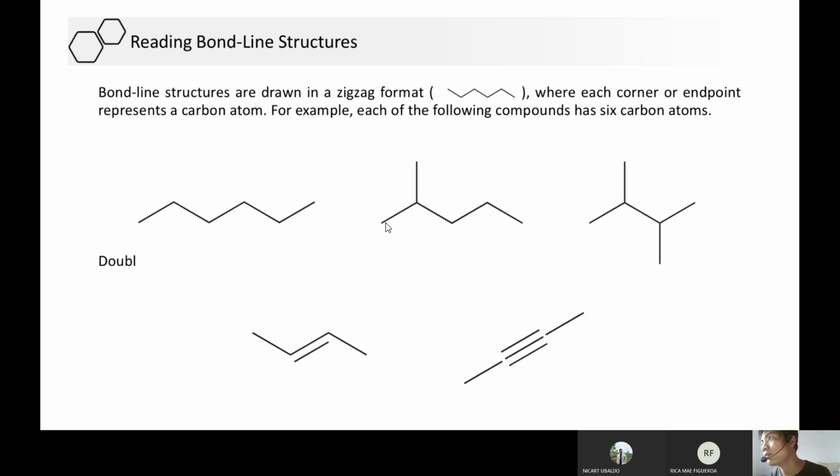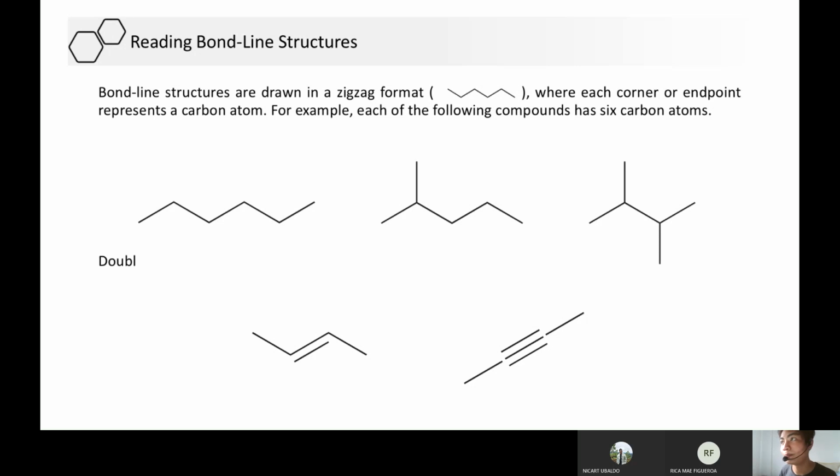How about this one, no? Isang carbon, 2, 3, 4, 5, 6. No? So, 6 carbons. Then, isomer pala sila, no? Then, 1, 2, 3, 4, 5, 6. So, yan. Basta the idea lang is that for every edge of your zigzag, may katumbas na carbon.